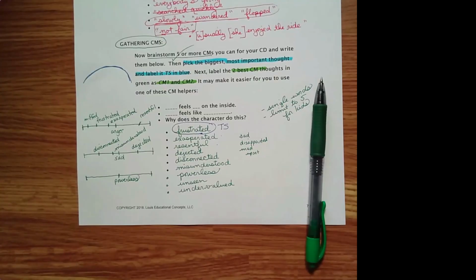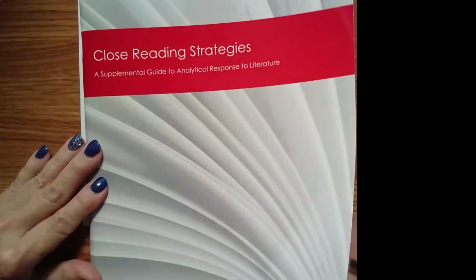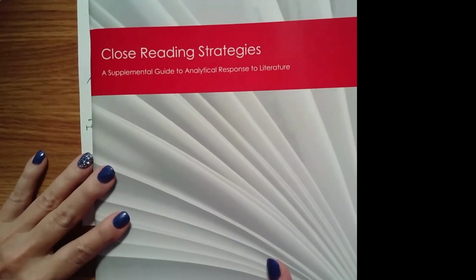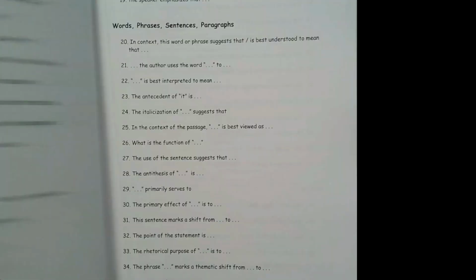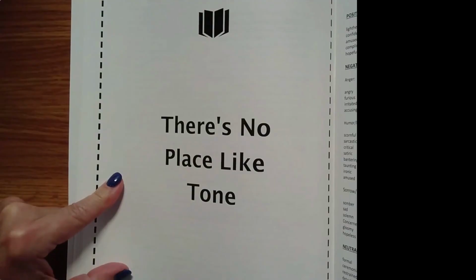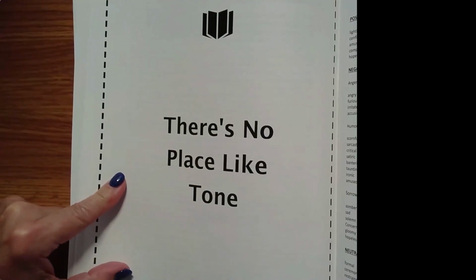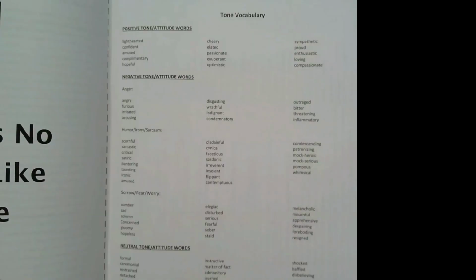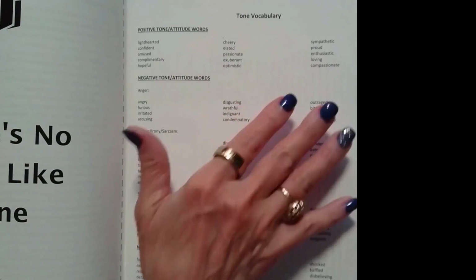that I would suggest is that it's a good opportunity. I was going to go here on this part in your close reading strategies book. When you look at page 10, you'll see my section called There's No Place Like Tone. Page 10, you might want to put a Post-it note in there. And when you look at the tone vocabulary, this is a list that I'll give to the students. And these are the positive and these are the negatives, and I like that.